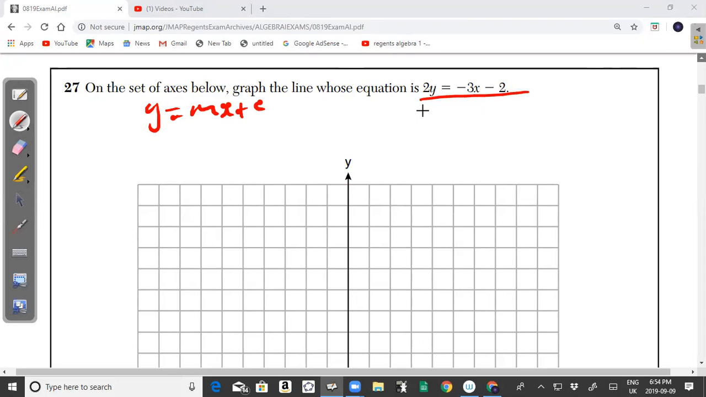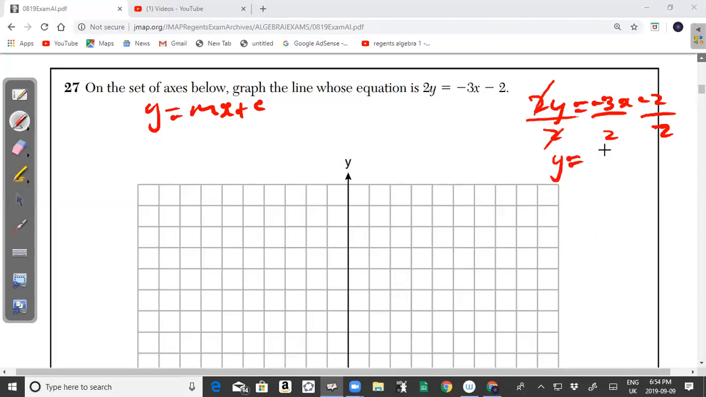Take the equation 2y is equal to negative 3x minus 2, and divide both sides by 2, which means we're going to divide each term by 2. So we have y is equal to negative 3 over 2 x minus 1, because negative 2 divided by 2 gives me negative 1. So my slope here is negative 3 over 2, and my y-intercept is negative 1.